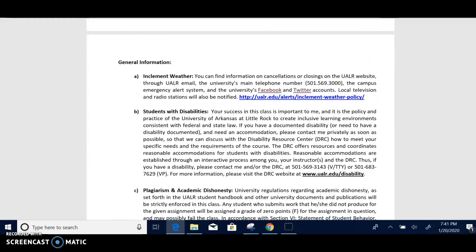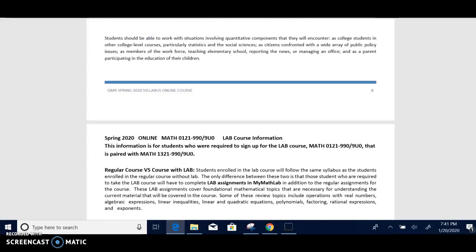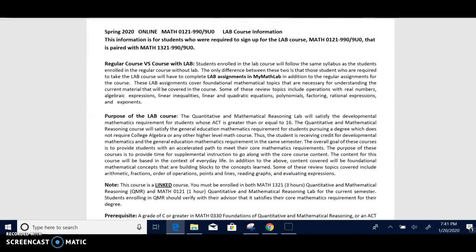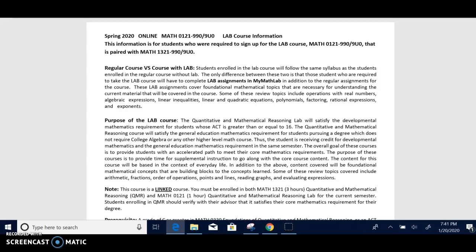Okay, so the last page of the syllabus talks about the lab. So let's look at this last page. So the regular course versus the course with lab. Some of you were able to register for the regular course. Some of you were required to register for the regular course plus the lab that's paired with it.